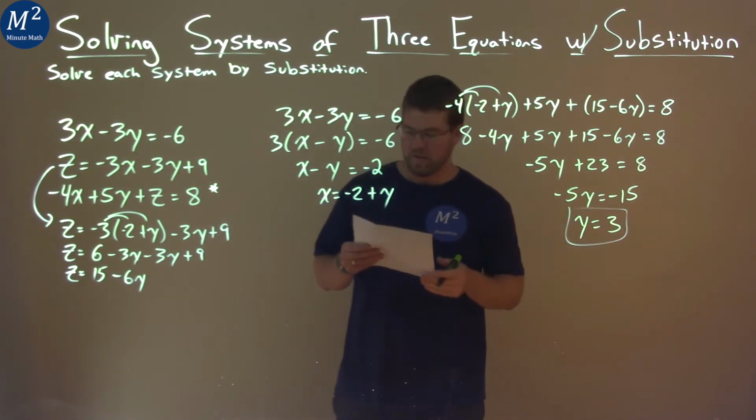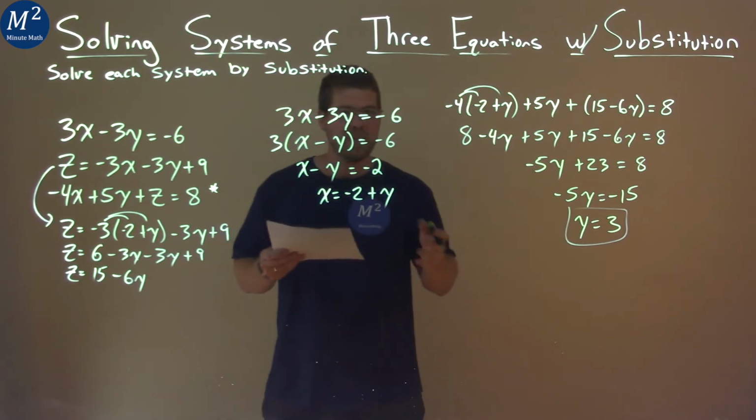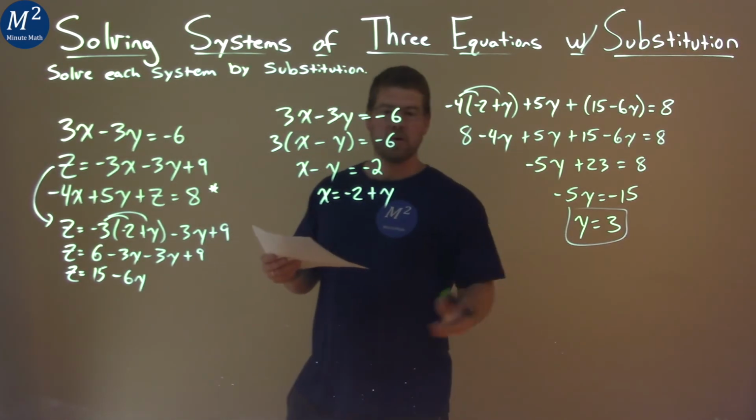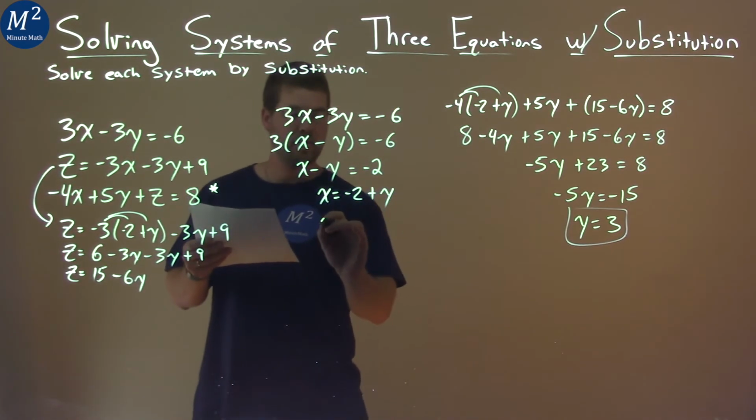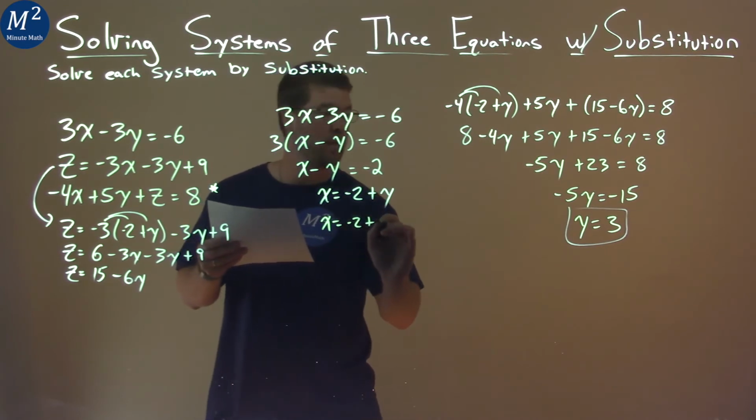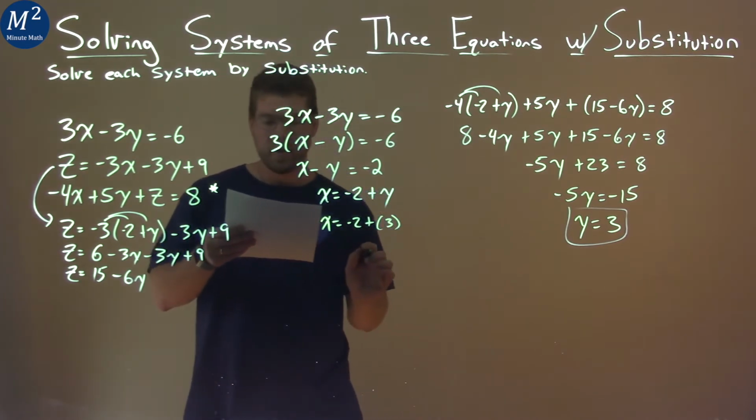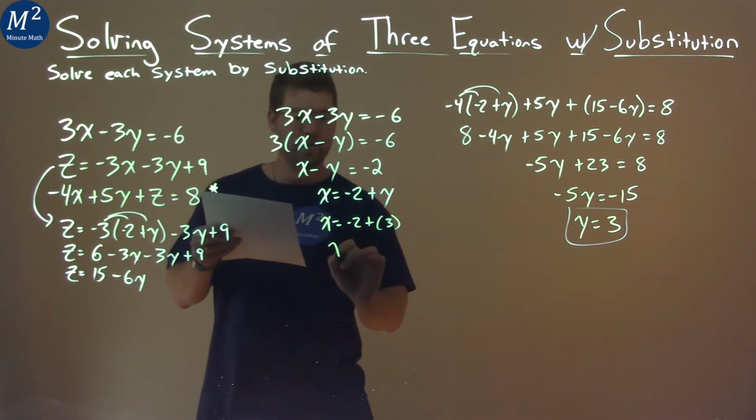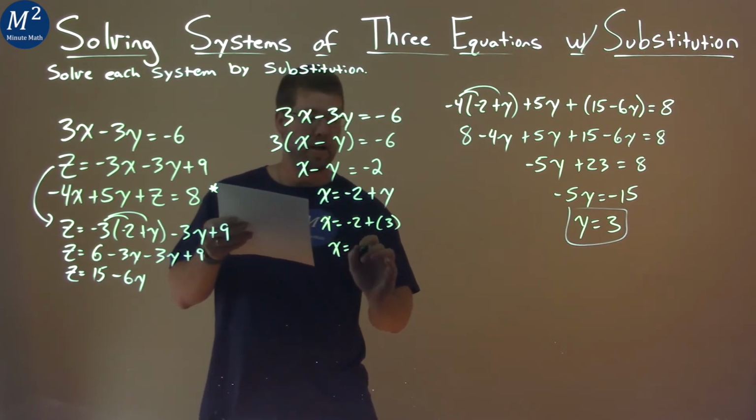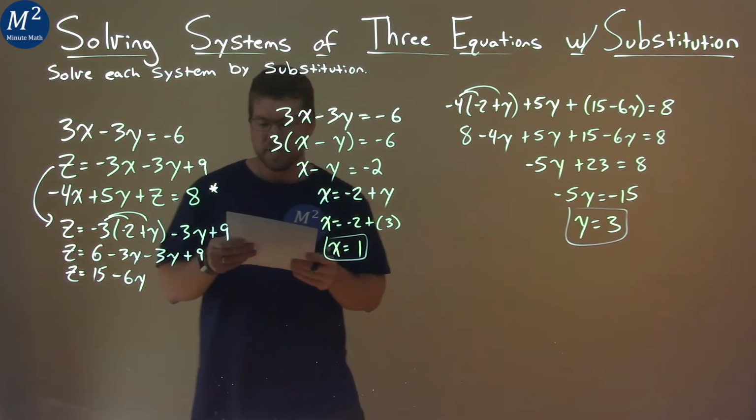We now have our y value. Well, now the rest of the work's pretty easy. We plug y in right here, and we get our x. So we have x equals negative 2 plus the y value we found, which was 3. And negative 2 plus 3 is equal to a positive 1. So we got our x value here.